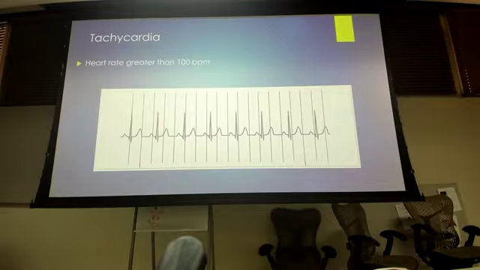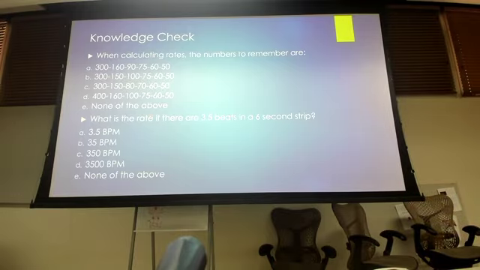So if we do our counting method, the first one doesn't count. The second one is our 300, the next one is our 150, and then we have our 100. So we're in between that 100 and 150. Greater than 100 is considered a tachycardic rate, which might be normal, but we're going to try to identify if there's any underlying cause for that tachycardic or even that bradycardic rate.